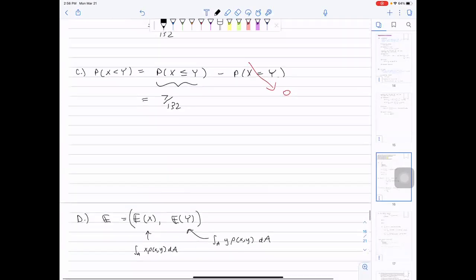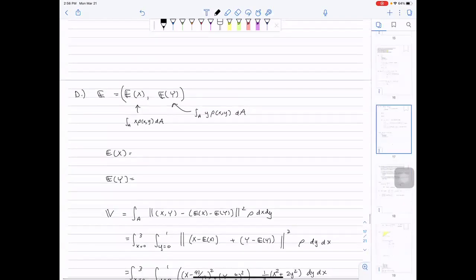Okay. Then part D just says expectation. So I'll quickly go over the idea. For expectation, we follow the formula x rho dA. And we're using our bounds of the whole rectangular region, y from 0 to 1, x from 0 to 3. And you put in the x, times our density, which was 1 over 11 times x squared plus 2y squared, and then dy dx.